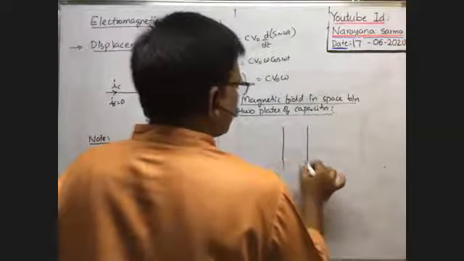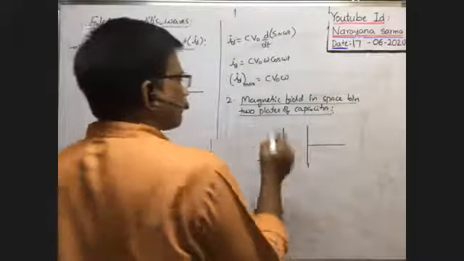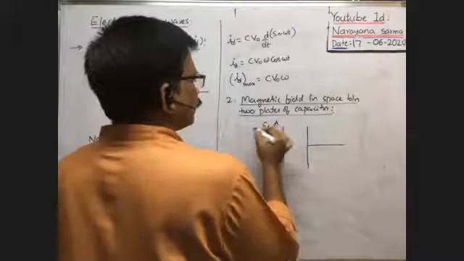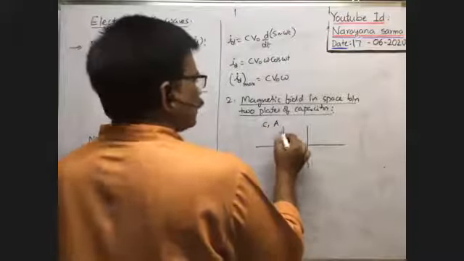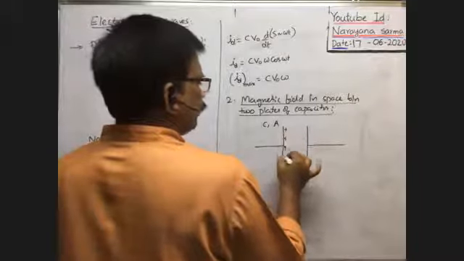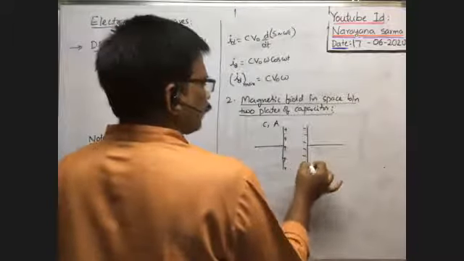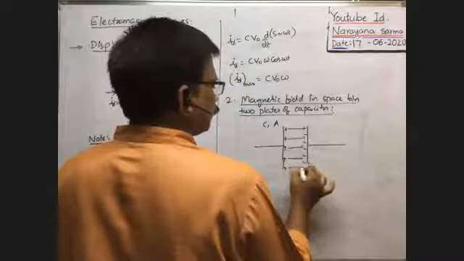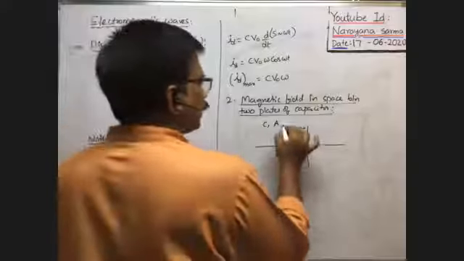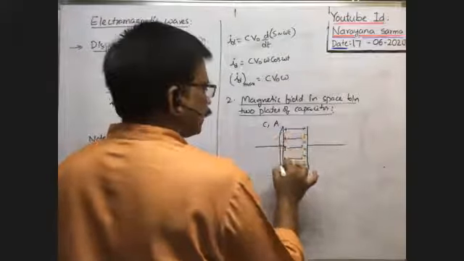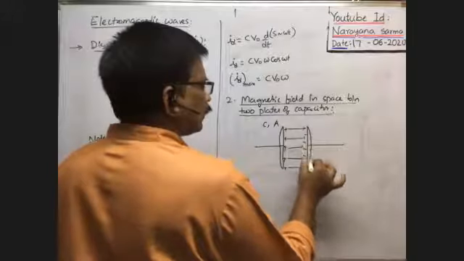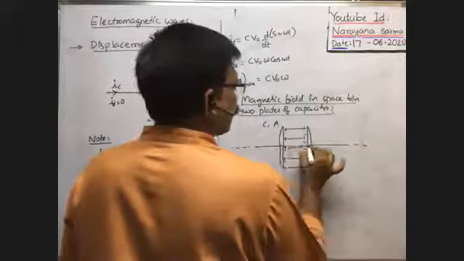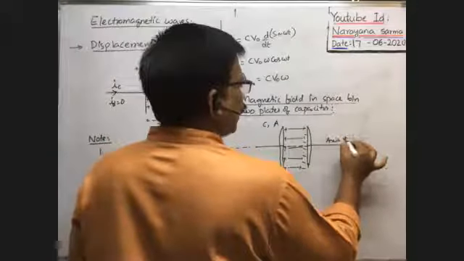Suppose the area of each plate is A, and the capacitance is C. Suppose this plate acquires positive charge and the other plate acquires negative charge. Then the electric field is in this direction. Suppose these are circular plates like this. Then this is the axis of the two plates of the capacitor.